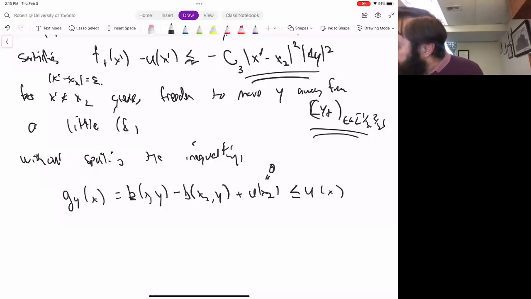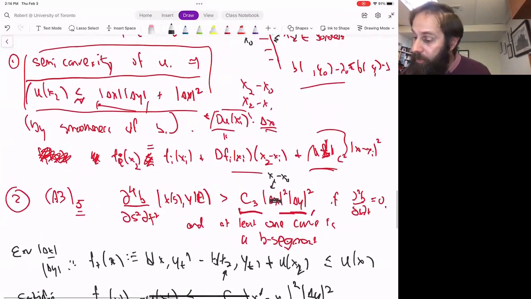And oh shoot, no, I'm wrong. This isn't 0. U at x2 is not 0. U at x2 is this little bit above 0, but I said it wasn't too much above 0 by the semi-convexity estimate that I quoted, number 1.